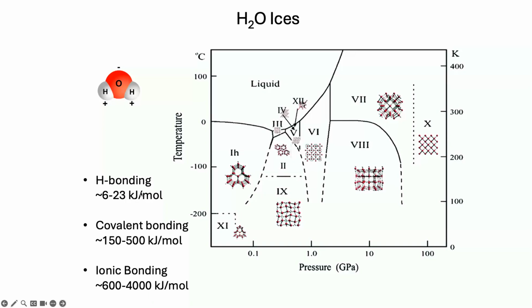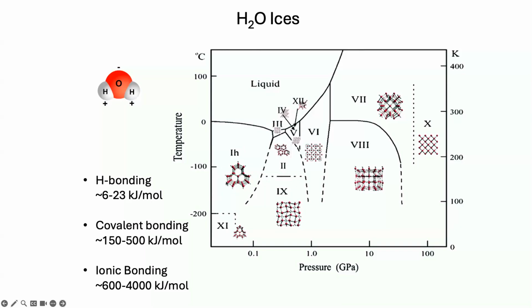At low pressure, it's hydrogen bonds that form the solid. As you increase the pressure, you switch from hydrogen bonding to covalent bonding, and then as you continue to increase the pressure, you switch from covalent bonding to ionic bonding between the hydrogen and the oxygen. So if you look up here, at high temperature, you go from a liquid and then into different solid phases, ice 6 to ice 7.